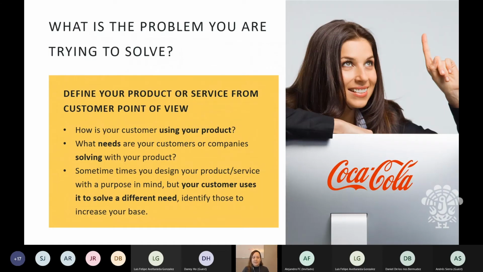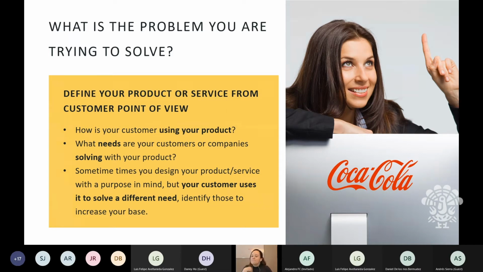Let's start with what is the problem you're trying to solve. Understanding how your products solve a particular customer pain point is very, very important. But you need to see it not only from your own perspective, you need to see it also from your customer's perspective.